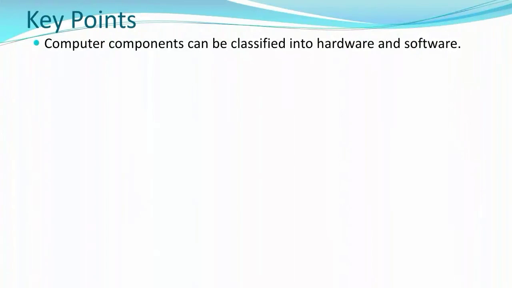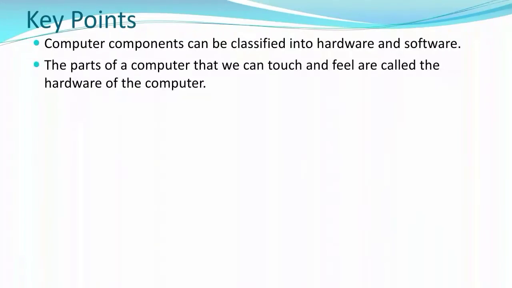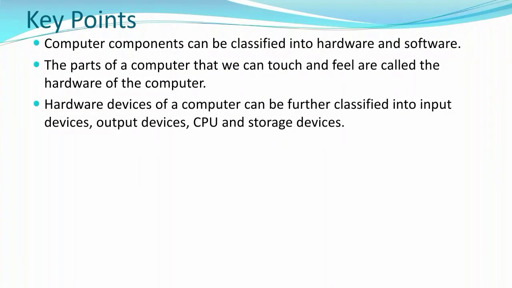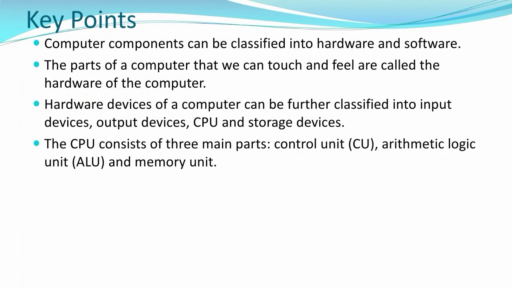So children, what did we learn in this lesson? We learnt that computer components can be classified into hardware and software. The parts of a computer that we can touch and feel are called the hardware of the computer. Hardware devices of a computer can be further classified into input devices, output devices, CPU, and storage devices. The CPU consists of three main parts: control unit, CU, arithmetic logic unit, ALU, and memory unit.